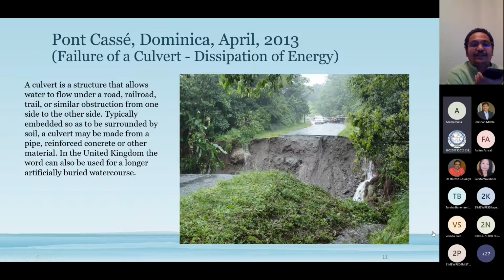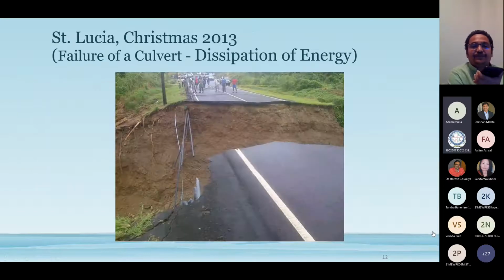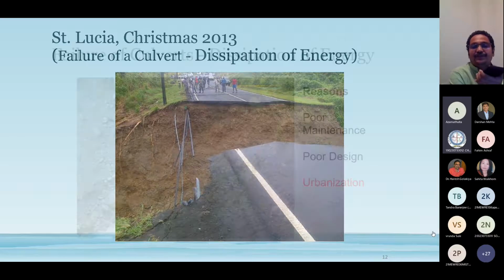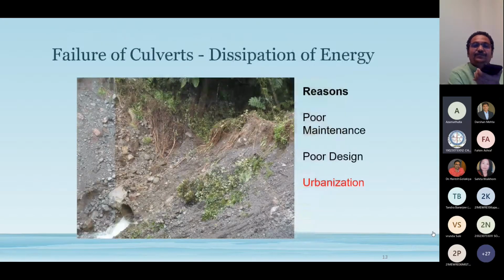Okay, next slide, please. So, you can see here Saint Lucia, one of the Caribbean islands, during Christmas. This was a failure of a culvert. You can see so much damage and totally nothing there. So there are so many reasons. Normally, for any structure, 35% to 40% is hydraulic design failure. So many, but still the problem is poor design. Okay, next, please.